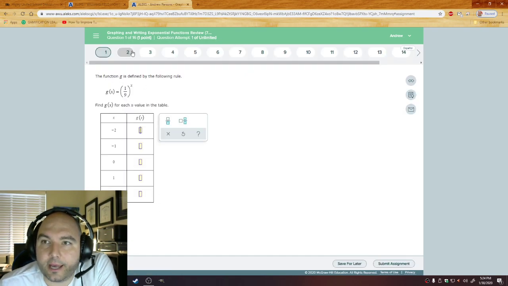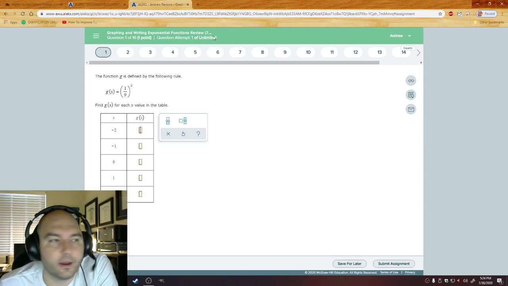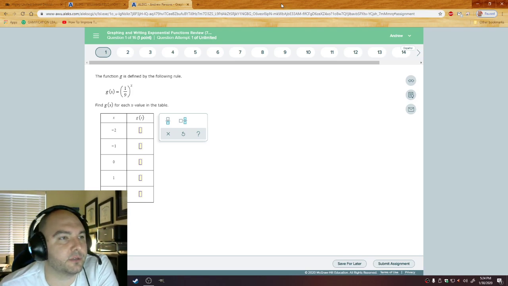Graphing and writing exponential functions. Here we go. All right, so the first question, and there's not going to be a lot of similar question types here. Compared to a homework, where there's usually 2 or 3 of the same thing, here there could be just one of a kind. I think there's only one of these. I guess we'll find out as we go. I did put some things that repeat, but this one I don't think so.